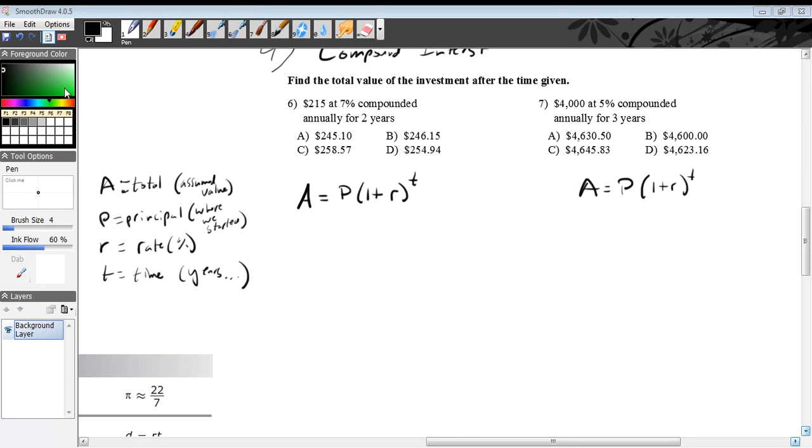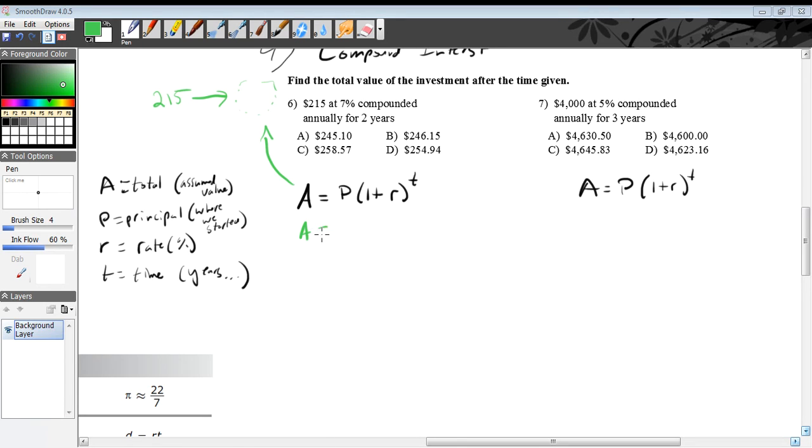So if we're going from 215 in this problem, compounded 7%, that's how much it changes for 2 years. The A is actually this right here, what we end up with. So we don't have to find the interest and then add it, like in the simple interest. Once we solve this part here, then we've got our answer. Okay, so let's go ahead and do this.